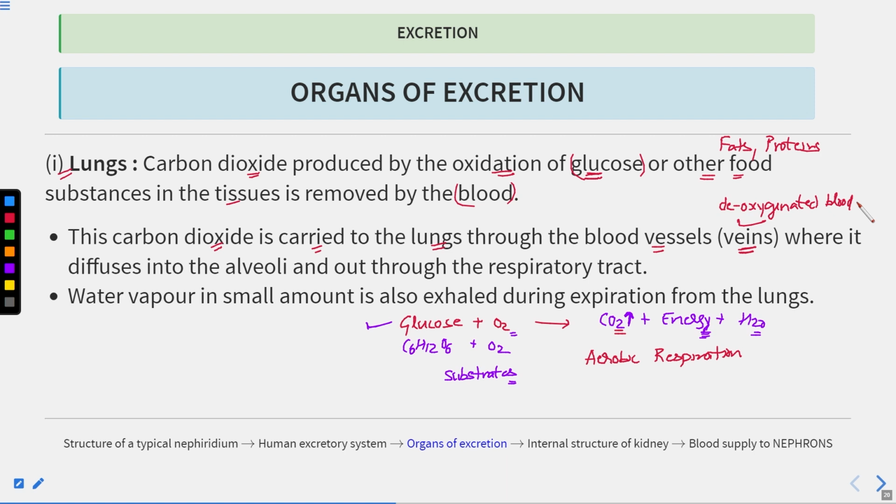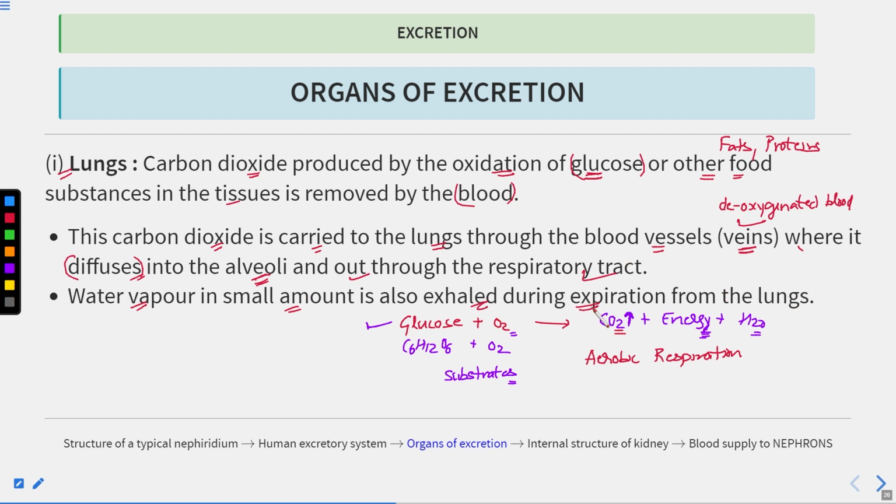Alright. So this carbon dioxide is carried to the lungs through the veins, where it diffuses into the alveoli. You know, lungs consist of the alveoli, and this carbon dioxide, with the help of the process known as diffusion, enters into the alveoli and is thrown out through the respiratory tract. Now what happens? The water vapor in small amount is also exhaled during the expiration from the lungs.